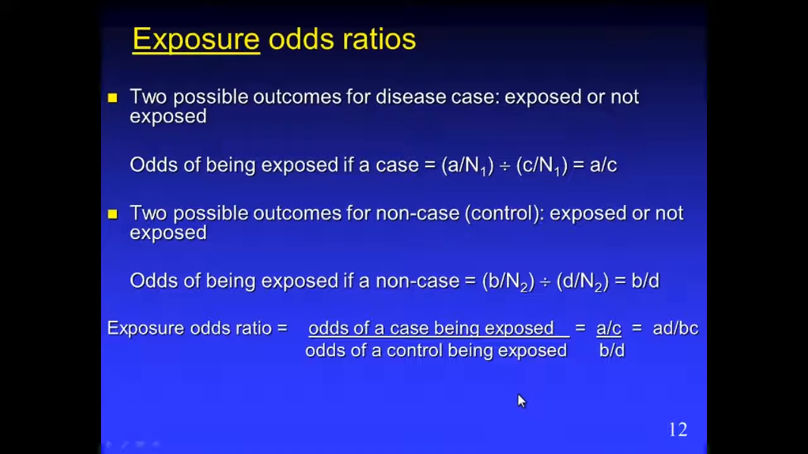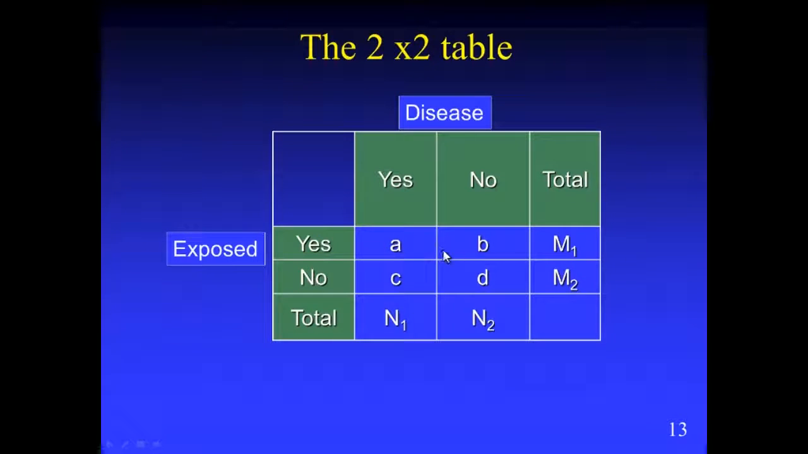So then if we want to get a ratio of odds, we divide the odds of a case being exposed, which is A over C, by the odds of a control being exposed, which is B over D, because when we carried out this calculation, the two N2 denominators cancelled out, so we got B over D. So you divide A over C by B over D. And with a little bit of algebra, you can see that that comes to AD divided by BC. So that's a formula which we need to commit to memory: AD divided by BC. And we always think of it in relation to this table here.